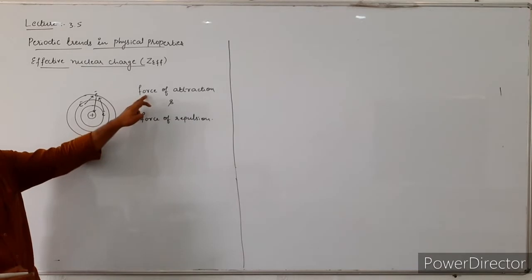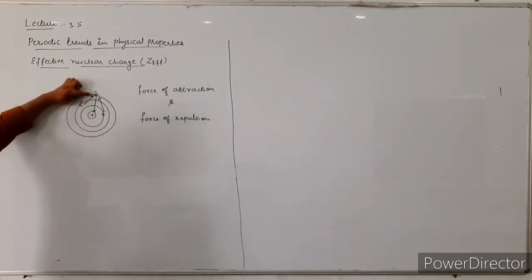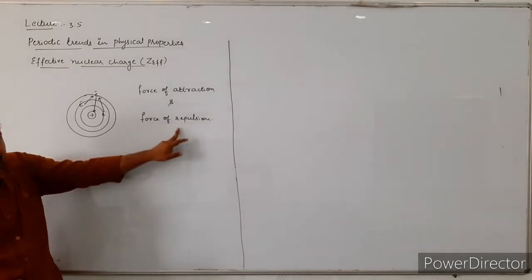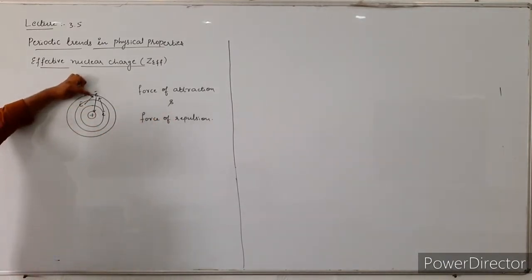If the force of attraction is greater than the force of repulsion, then what happens? The outermost electron will move towards the nucleus. When the outermost electron moves towards the nucleus, the size decreases. If the force of repulsion is greater than the force of attraction, then the outermost electron will move away from the nucleus. In such cases, the size will increase.